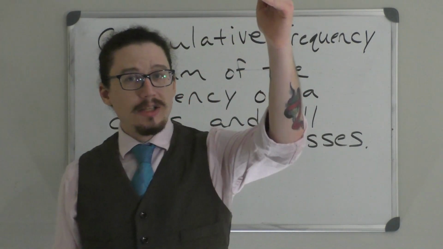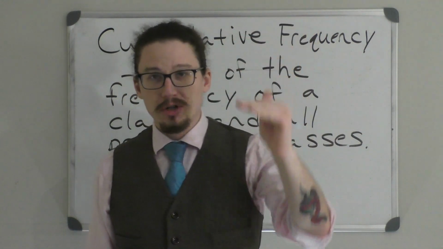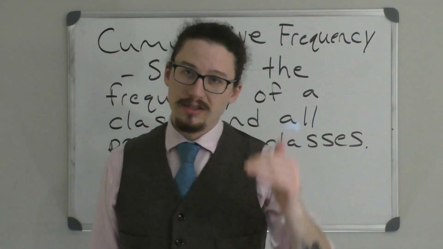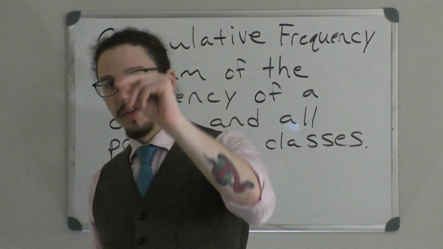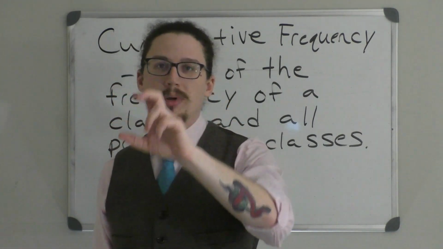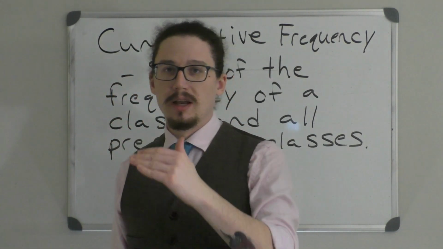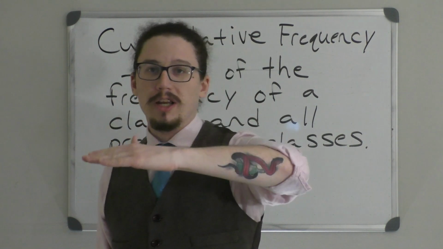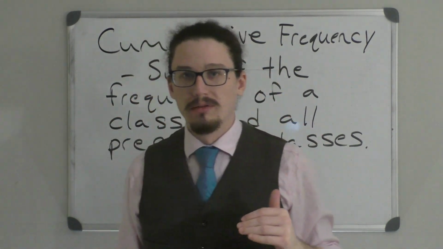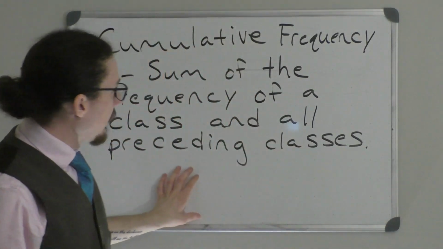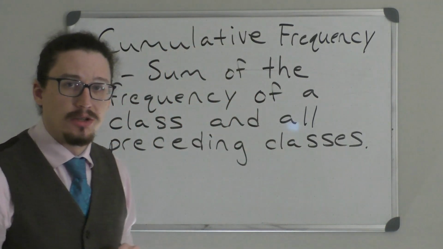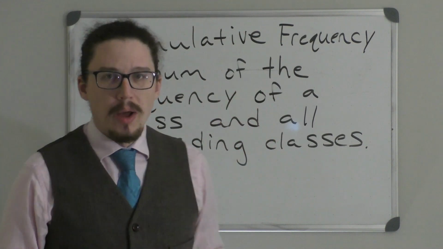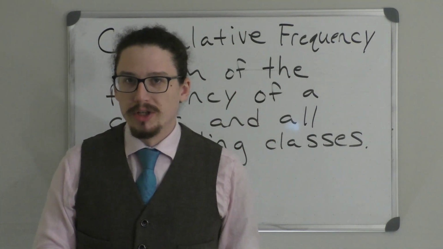So as we go from the smallest class to the larger classes, that cumulative frequency is going to get bigger and bigger, showing us, up to this class, how many observations are in this class or below it, right? That is what that cumulative frequency is going to be showing us. And we'll look at more of an example in just a minute.